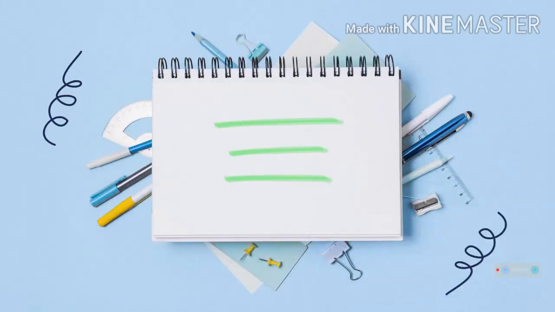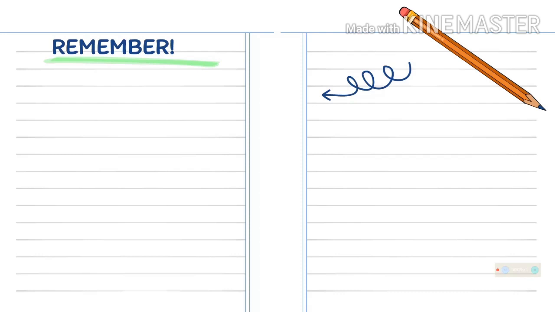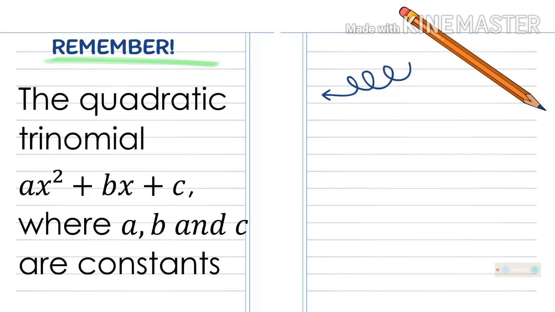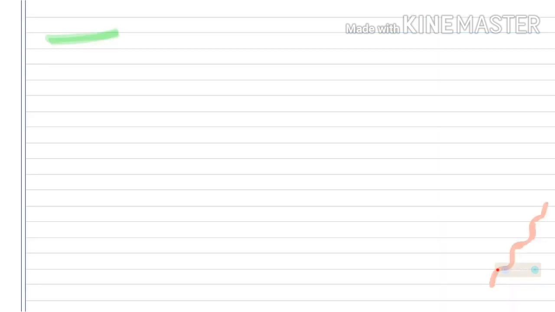What's up? I'm here again for you to discuss factoring general trinomials or quadratic trinomials. Remember that the quadratic trinomial in the form ax squared plus bx plus c, where a, b, and c are constants and a is not equal to 0, is said to be quadratic because of the exponent 2 in the first term. Let us have the different examples.